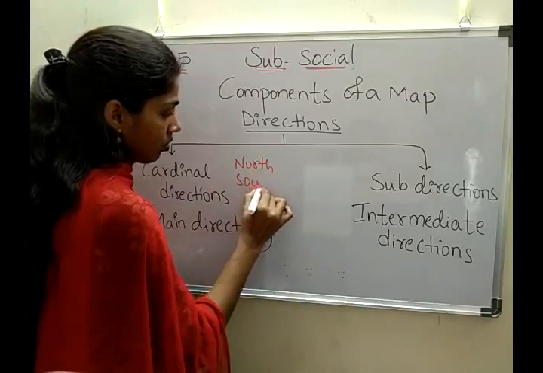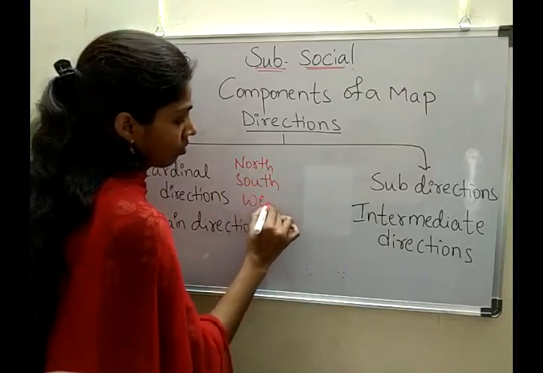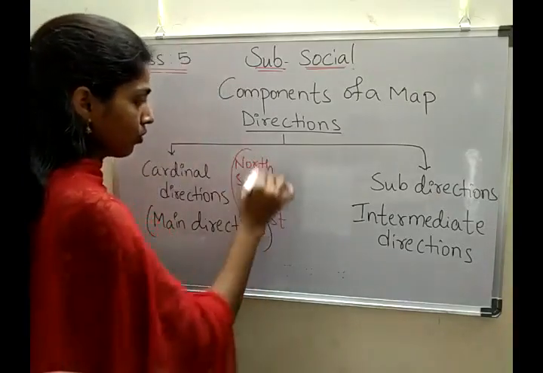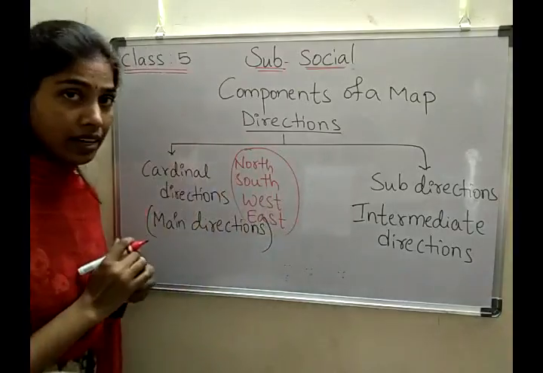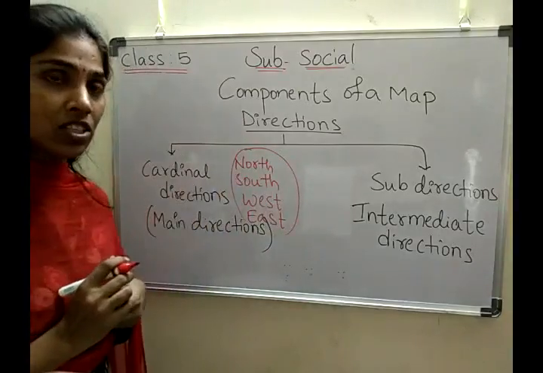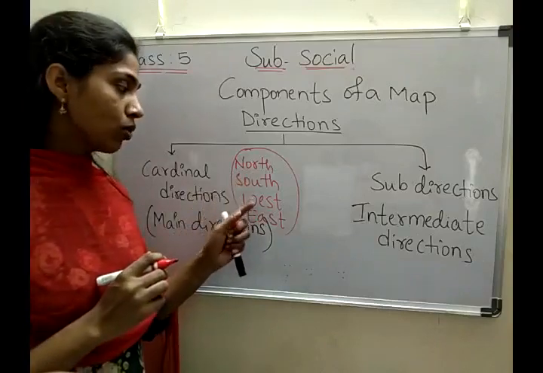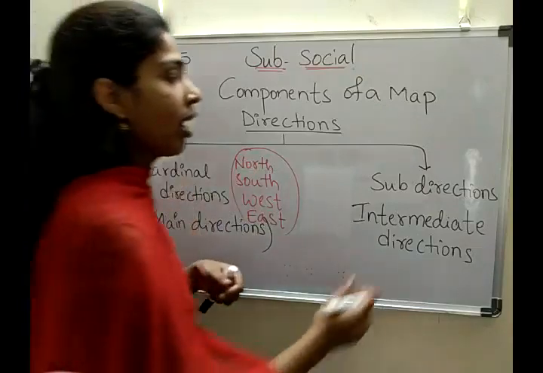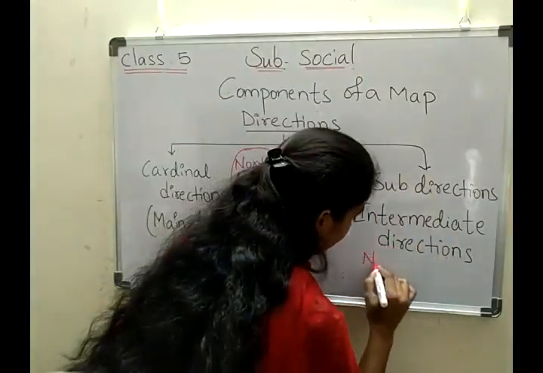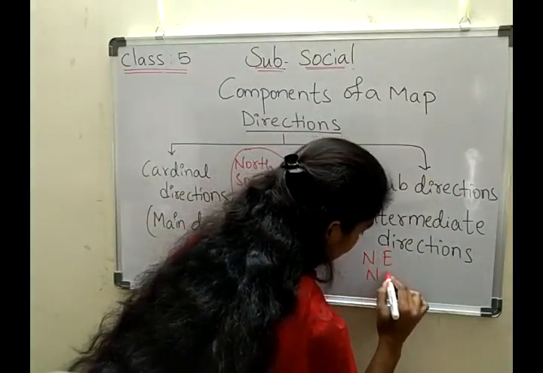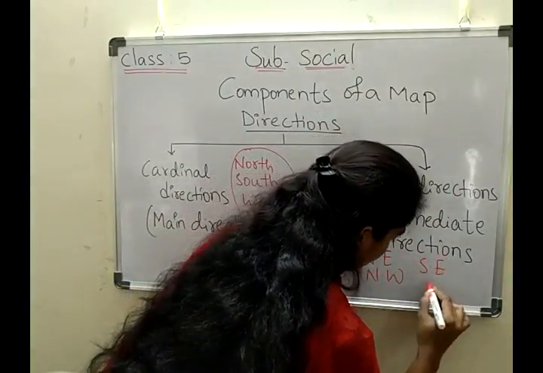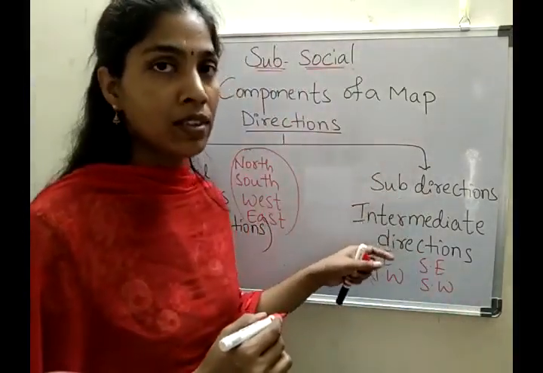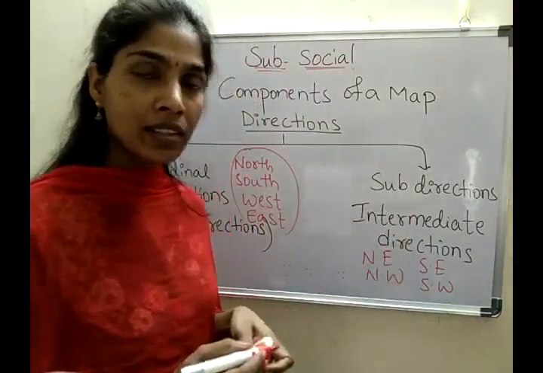North, south, west and east. These four are called cardinal directions. What are cardinal directions, children? Very good. North, south, west and east. These are cardinal directions. And coming to subdirections: northeast, northwest, southeast and southwest. These four are called subdirections or also called intermediate directions.